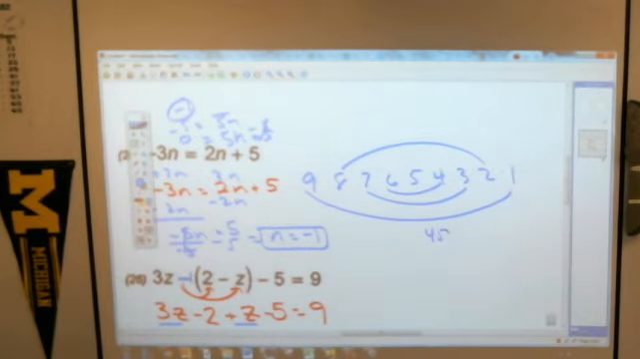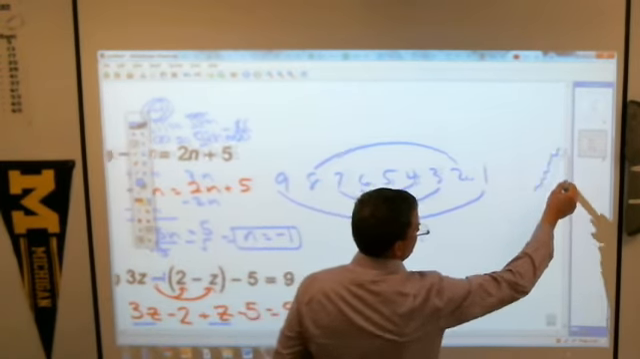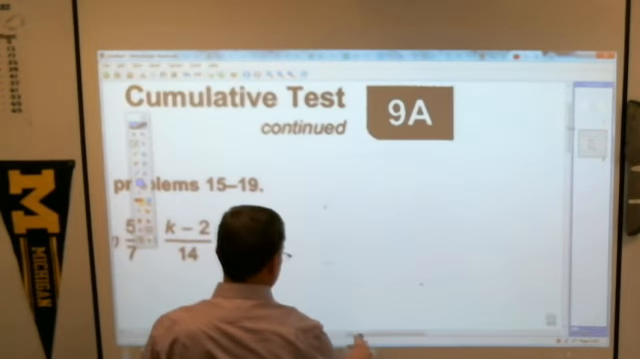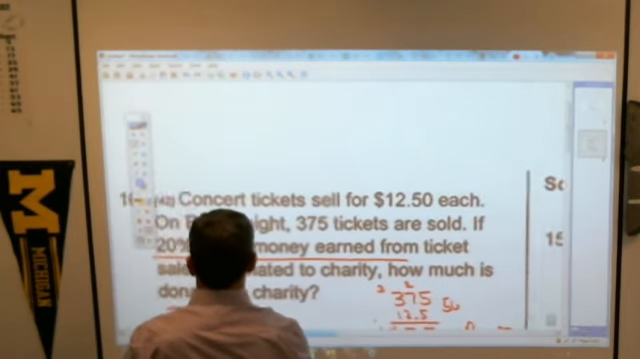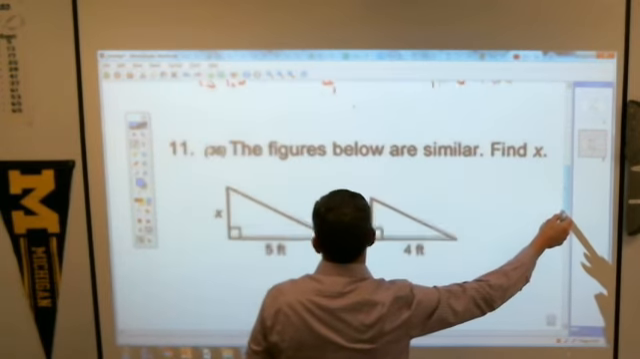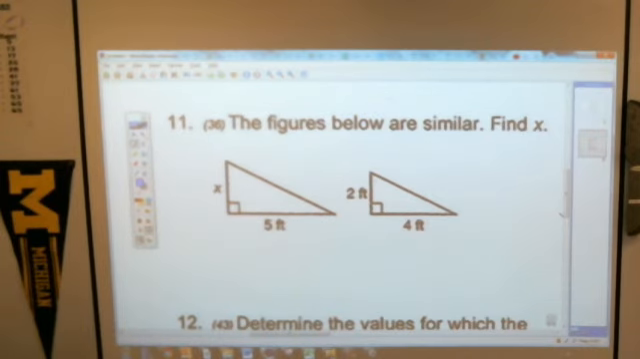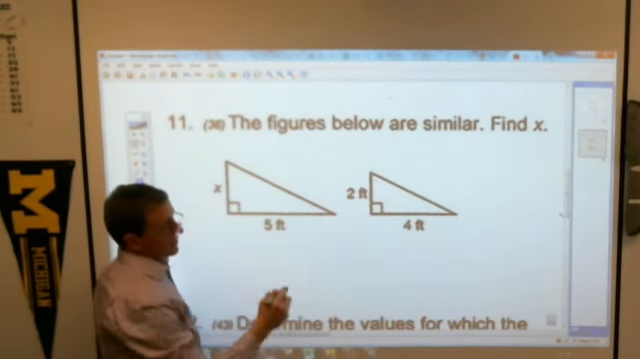All right, Westfall. What is the answer to number 11? How do you do it? Well, what do you know if they're similar? They're proportional. If I were doing this, this is what I would do.